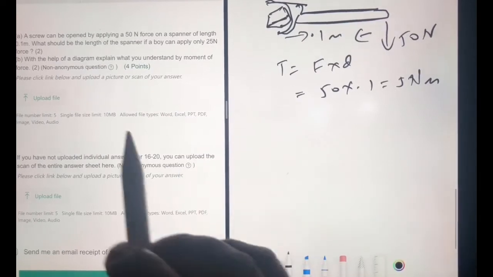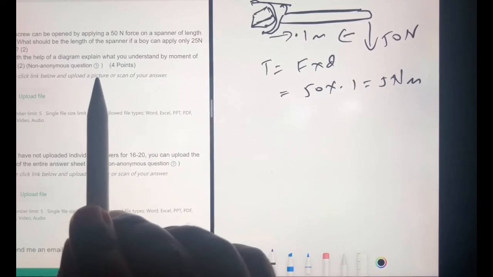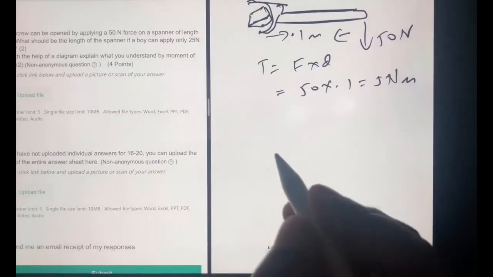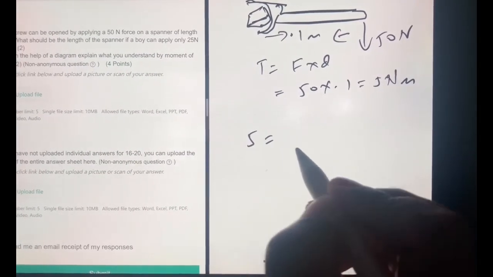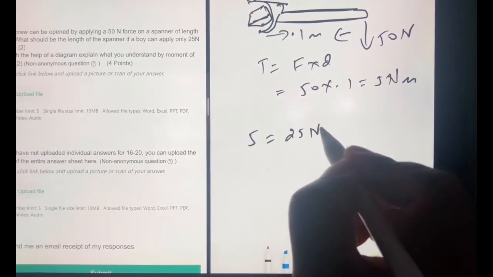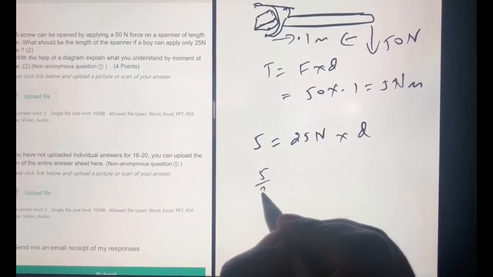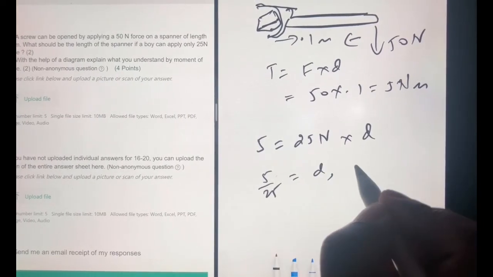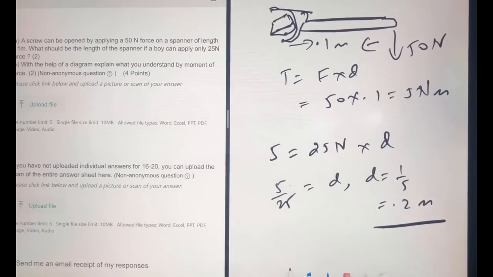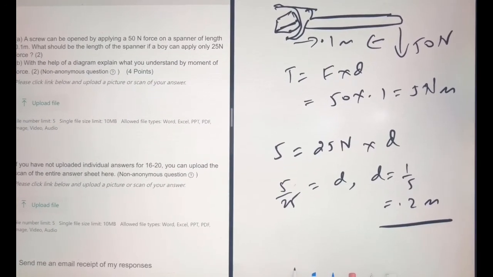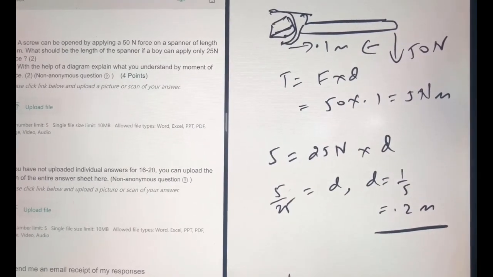Now the question is asking what should be the length of the spanner if a boy can apply only 25 Newton force. So remember, he has to tighten or loosen the nut, for which he requires 5 Newton meter, but in his case he can generate only 25 newtons, so the spanner will have to be longer. So 5 by 25, or D is going to be 1 by 5, which is 0.2 meters. So in the case of the boy who can only apply 25 newtons, the spanner has to be longer, so double in length.